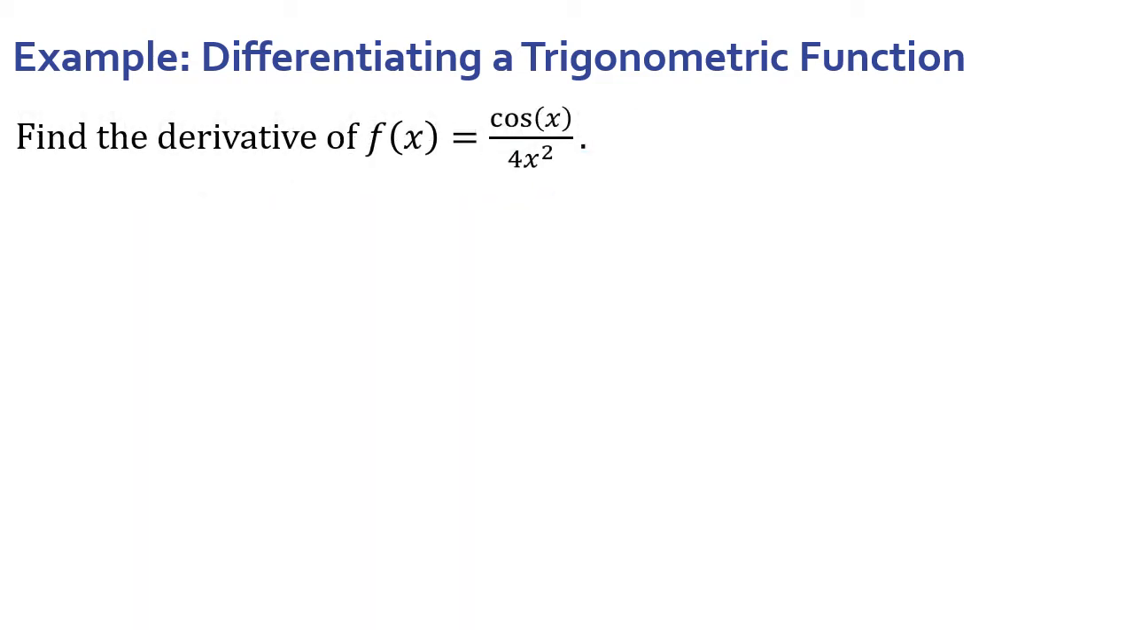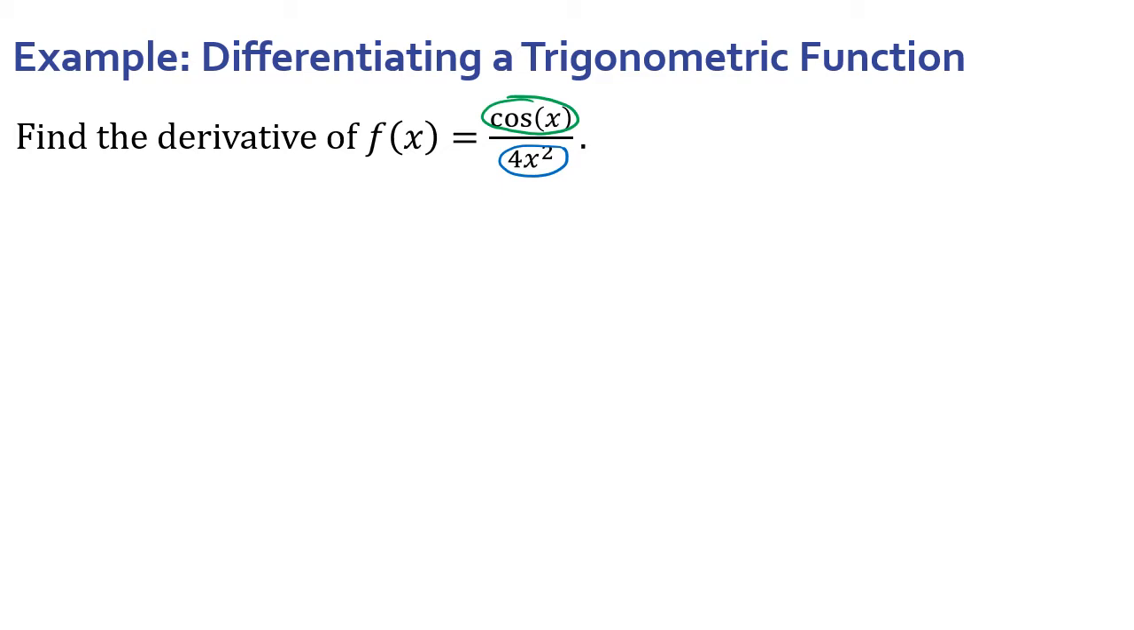Let's look at another example. Find the derivative of f of x equals cosine of x over the quantity 4x squared. So to do this derivative, first let's identify and notice that we are working with the quotient of two functions. I can't differentiate this function as is, but I can figure out what the derivative of cosine is, and I can figure out what the derivative of 4x squared is. So let's use the quotient rule for this.